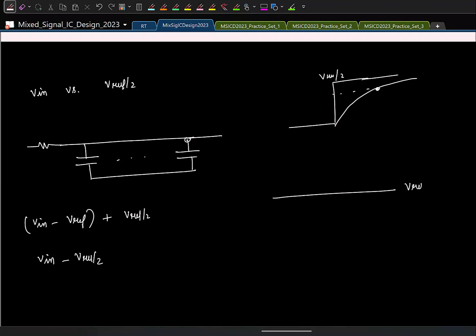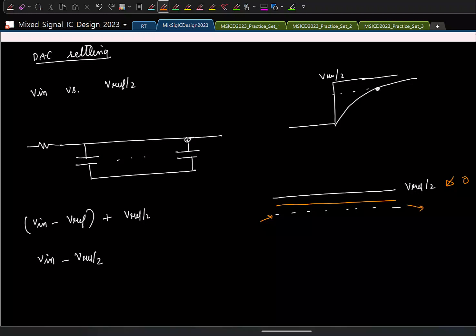So what will happen is this. Ideally we should be comparing with Vref by 2. But now, because this is called the DAC settling issue, because the DAC has not settled completely, we might compare with a slightly smaller value. Now let us say your input is somewhere here. Ideally the output of this comparison must be 0, because the input is smaller than the ideal reference, but because we have only charged to this voltage, this will give an output of 1. So let's see what will happen because of this.